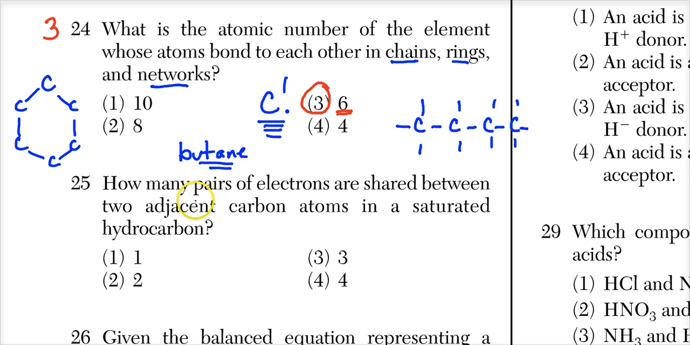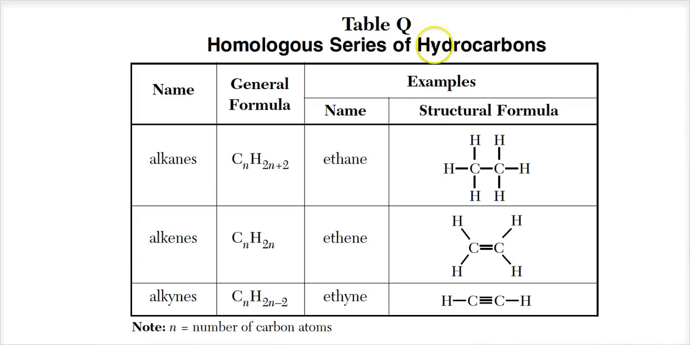Okay, 25. How many pairs of electrons are shared between two adjacent carbon atoms in a saturated hydrocarbon? Saturated is the key here. Saturated means that the hydrocarbon is holding the max amount of H's possible. We have to go to table Q for this. Okay, very, very important concept here. Saturated hydrocarbons are alkanes. Why? Because alkanes have single bonds between the carbons. If they have single bonds, and carbon can only make 4 bonds because it has 4 valence electrons, you can have the max amount of H's.